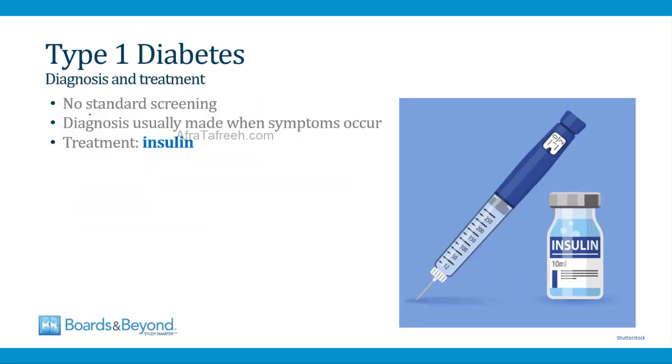Unlike type 2 diabetes, which we'll talk about later, there's no standard screening that's recommended for type 1 diabetes. The diagnosis is usually made when symptoms occur like polyuria and polydipsia and glucose is found in the urine. And the treatment of type 1 diabetes always involves insulin. That's because these patients cannot form insulin in the pancreas, so you have to provide insulin replacement.